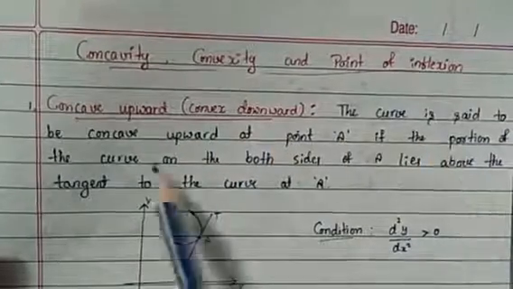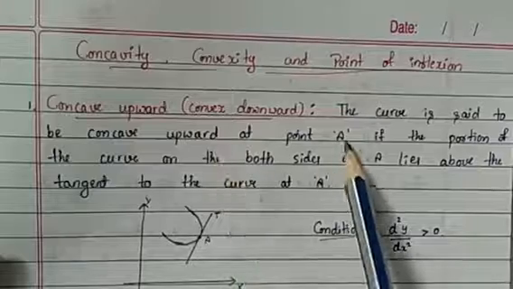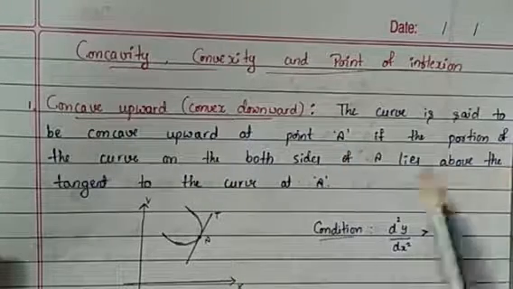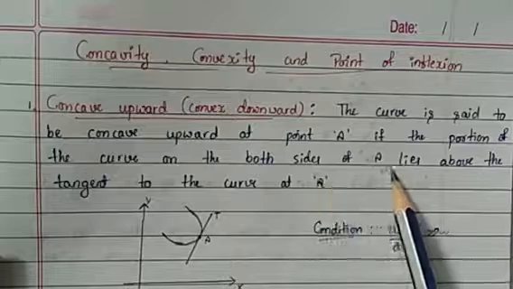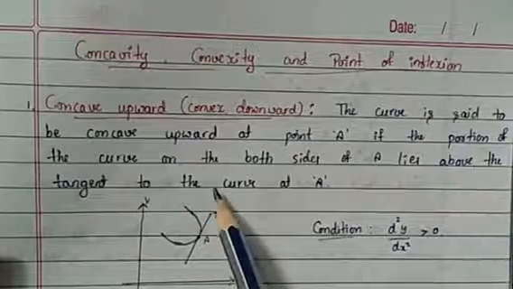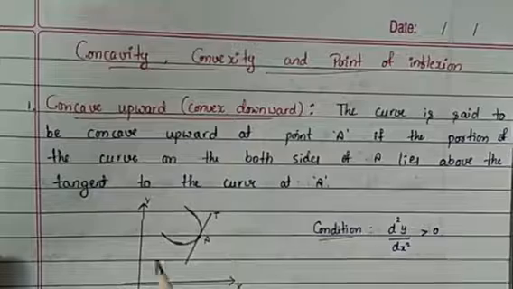The curve is said to be concave upward at point A if the portion of the curve on both sides of A lies above the tangent to the curve at A.